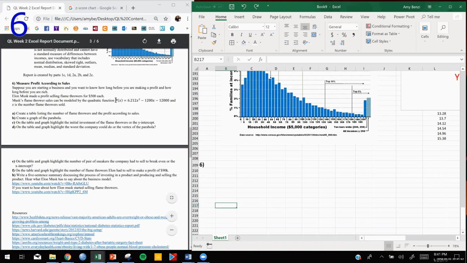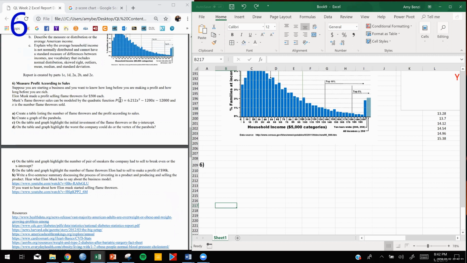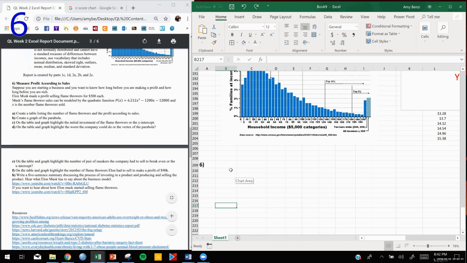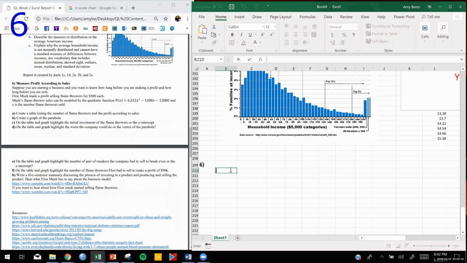We're going to look at a function here. This P of X means the profit according to the sales of Elon Musk's flamethrowers. Some of you might have heard of Elon Musk's flamethrowers, but this function is going to represent his profit depending on how many flamethrowers he sells, where X is going to be the number of flamethrowers and P means profit, and P of X means profit according to sales. So let's go ahead and type this in here since you've already heard me say it, I think 3 or 4 times.